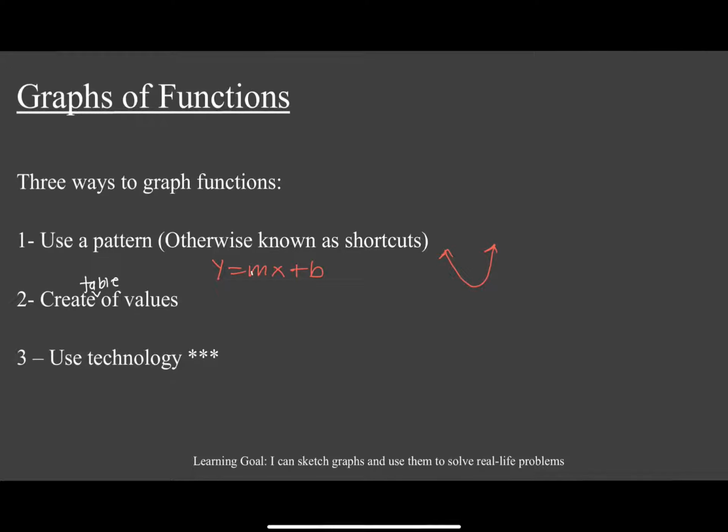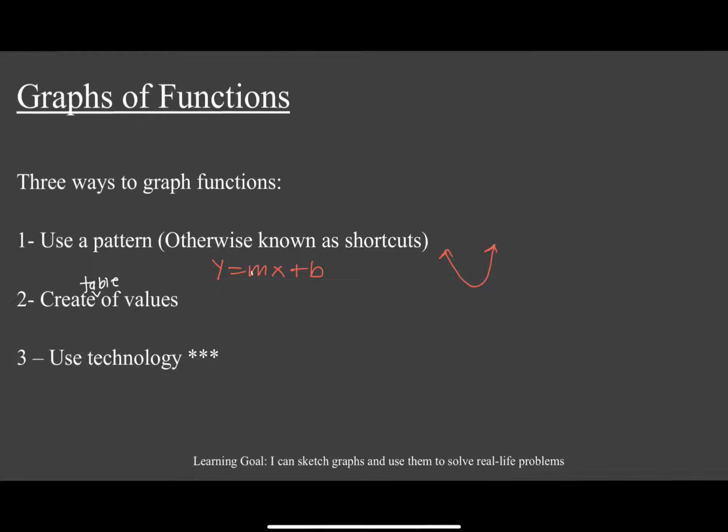But if it's the case that you don't know one of these patterns or shortcuts, then we can always resort to strategy number 2, which is creating a table of values. As you'll see in just a little bit, we'll do this by creating a little table with x and y values that will give us points, which we can then plot to get an idea of what our graph looks like.